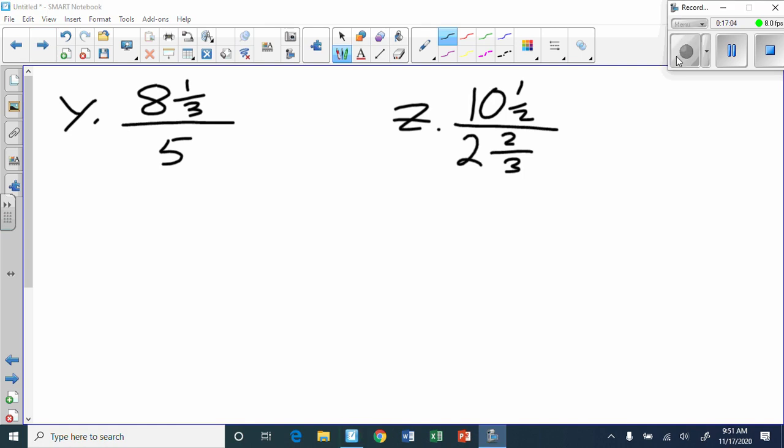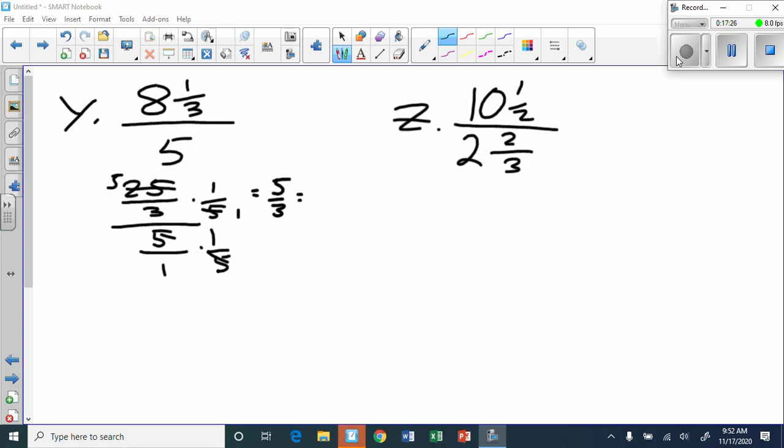Okay, so 8 times 3 is 24 plus 1 is 25 over 3 over 5 over 1. Agree? What am I going to multiply in this case? Times 1 over 5 times 1 over 5. 5 and 5 cancel. Bottom's gone. It's 1. 5 goes into 5 once. 5 goes into 25 5 times. I get 5 over 3. 1 and 2/3. Blue pen. Fix it if you need to.